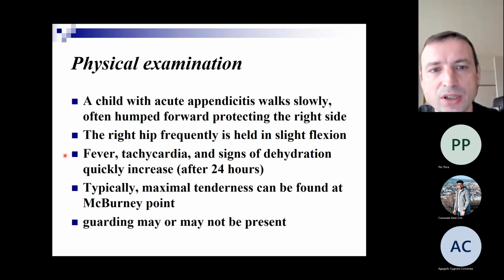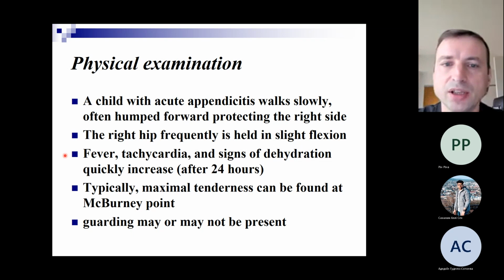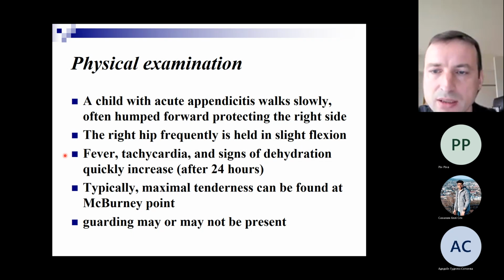During physical examination, such patients walk slowly, often hunched forward, protecting the right side. The right hip is frequently held in slight flexion. Fever, tachycardia, and signs of dehydration quickly increase. Typically, maximal tenderness can be found at McBurney's point. Guarding may or may not be present.